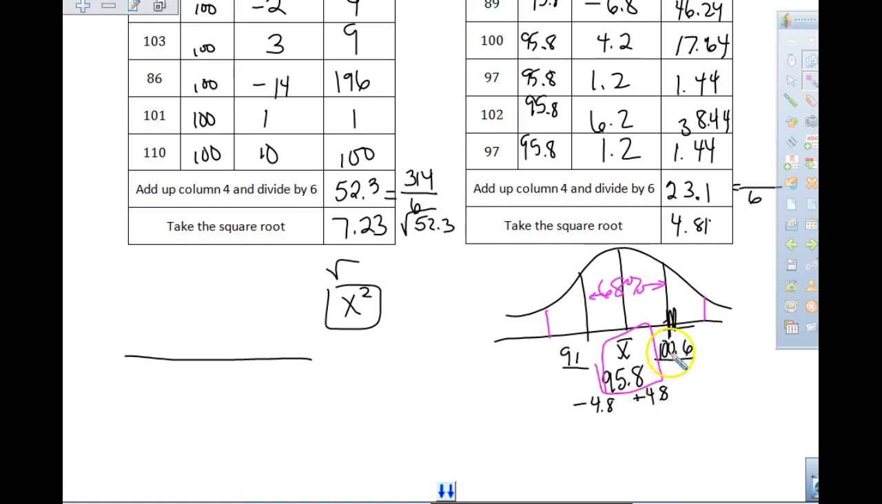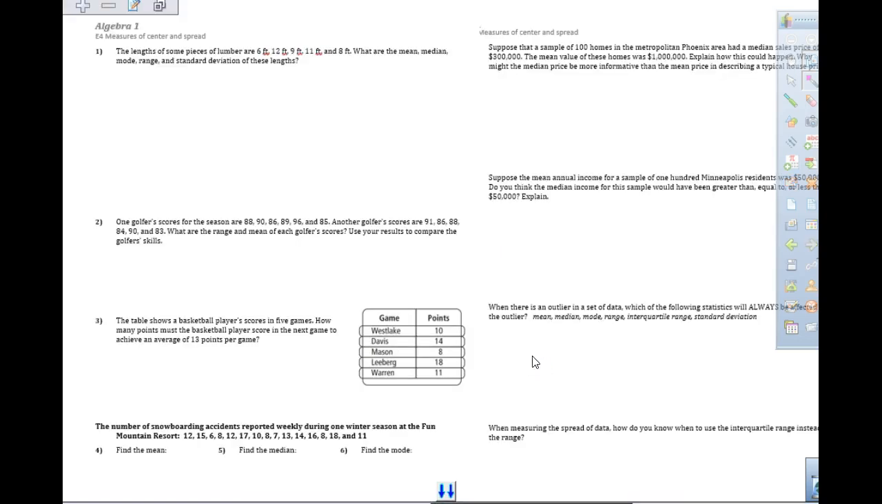2 standard deviations, I'm going to take this 100.6 and I'm going to add on another standard deviation, 4.8. Where would be my new point for that second standard deviation away? So I'm going to have 105.3. If I take 91 and subtract 4.8, I'm down at 85 point... Okay. So what we want to take a look at.